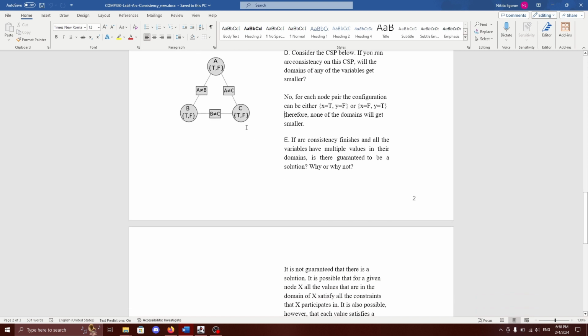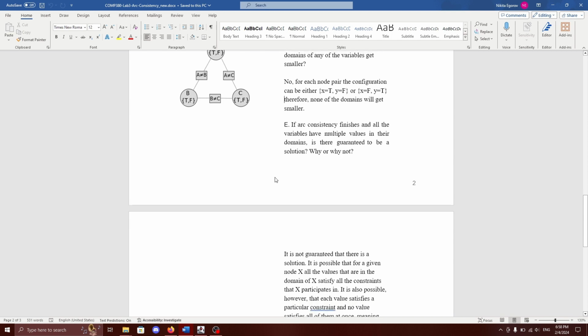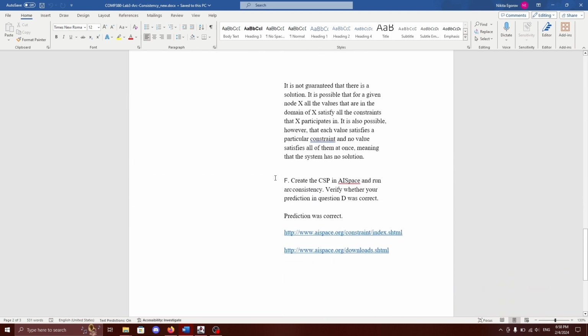Essentially, if you have multiple values, there is a chance that each of those values satisfies some constraints, but no value satisfies all constraints, and thus no value can be part of the solution.